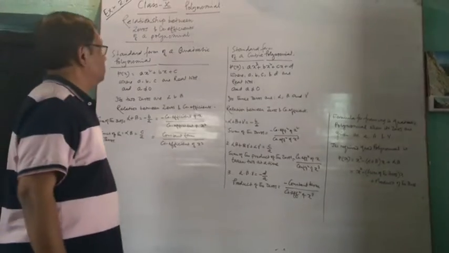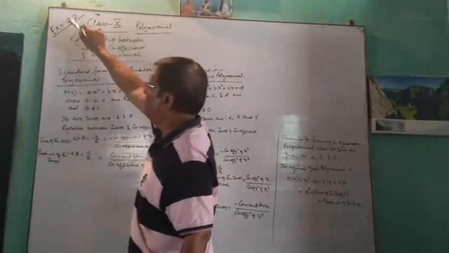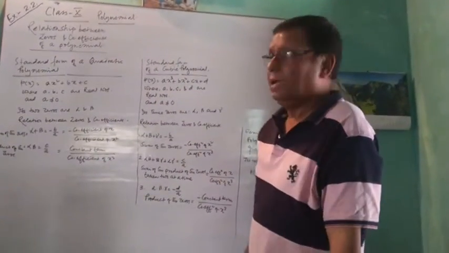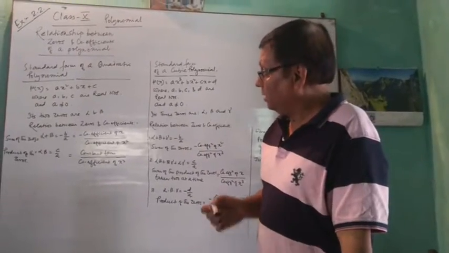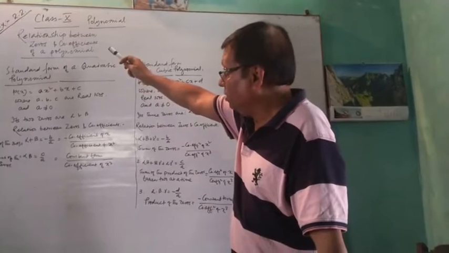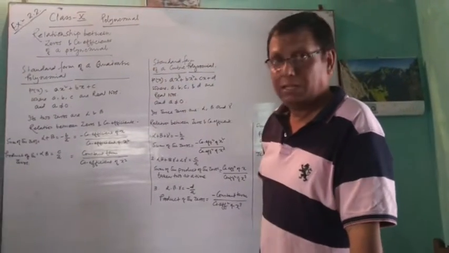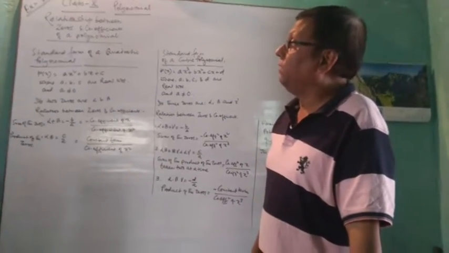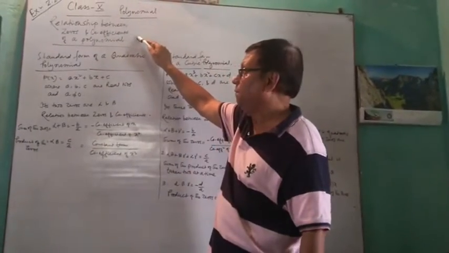Good morning, students. We are in exercise 2.2 of Class 10, Polynomials. Here we have to learn certain things. The first is the relationship between the zeros and coefficients of a polynomial. That is the most important thing.